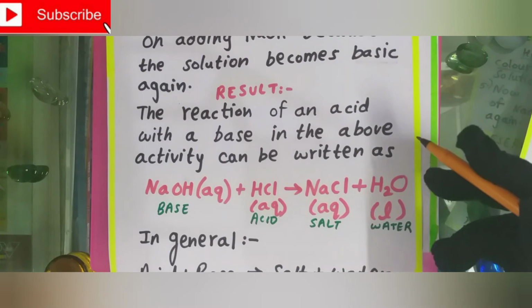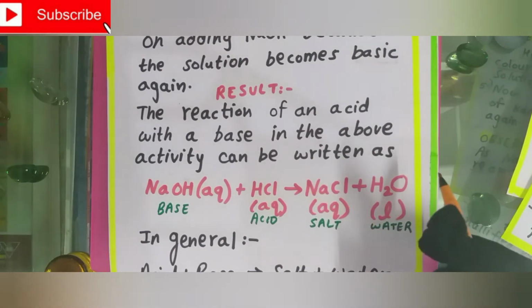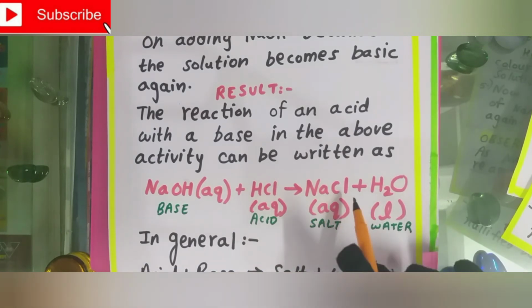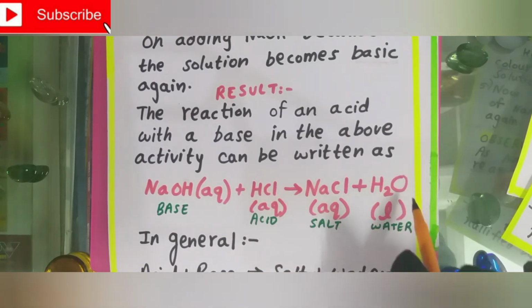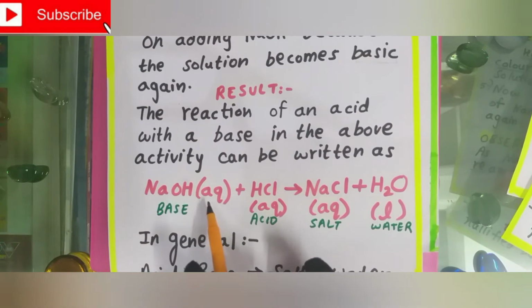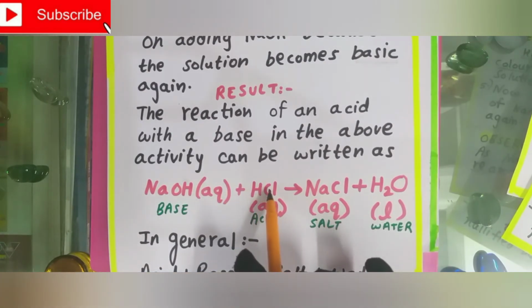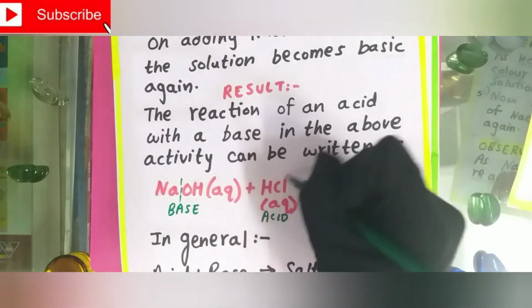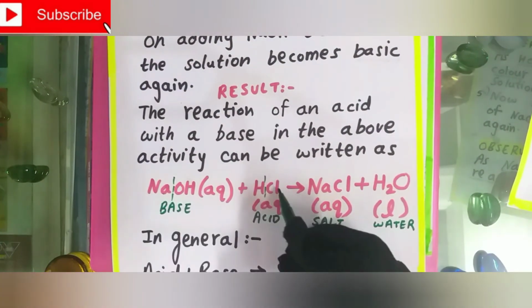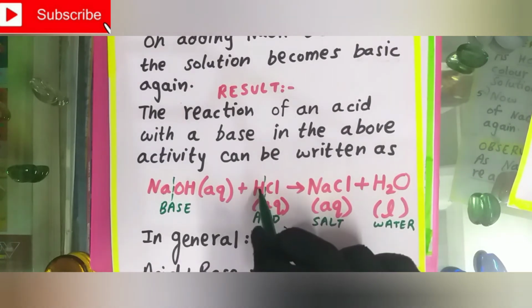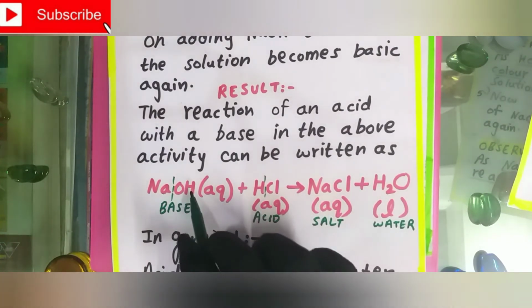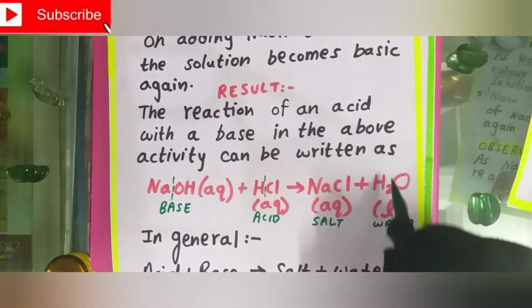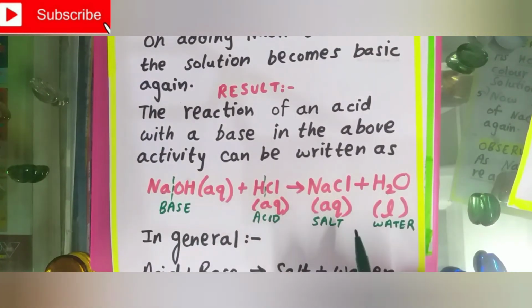The reaction of an acid with a base in the above activity can be written as NaOH (aqueous) plus HCl (aqueous) gives rise to NaCl (aqueous) plus H2O (liquid). That is, whenever sodium hydroxide is added to hydrochloric acid, it is forming salt. How will it form salt? Sodium is displaced and forms with chlorine to make sodium chloride. Here we have one hydrogen, and here also we have one hydrogen. 1 plus 1 is 2. So 2 hydrogens and 1 oxygen is left. So water. So base plus acid gives salt plus water.